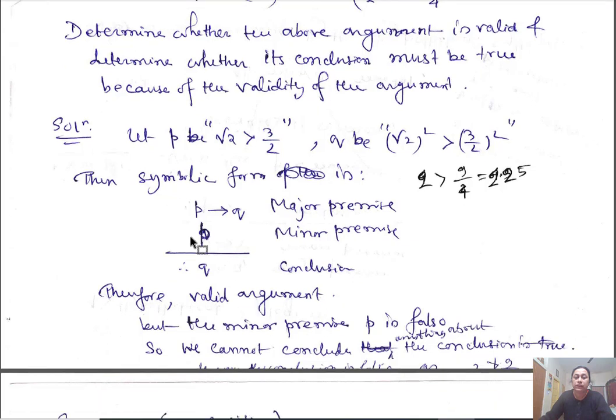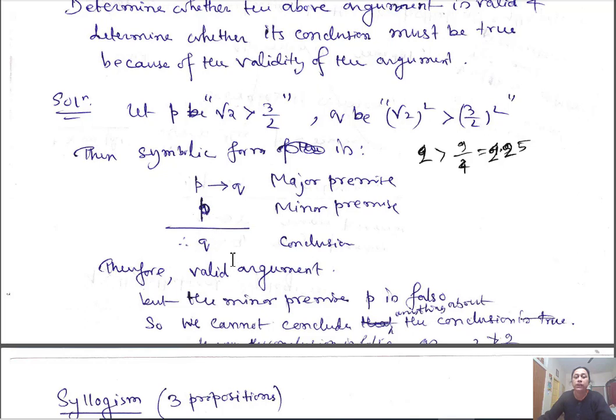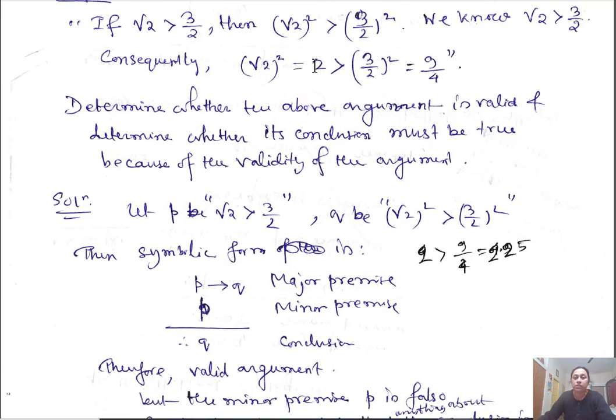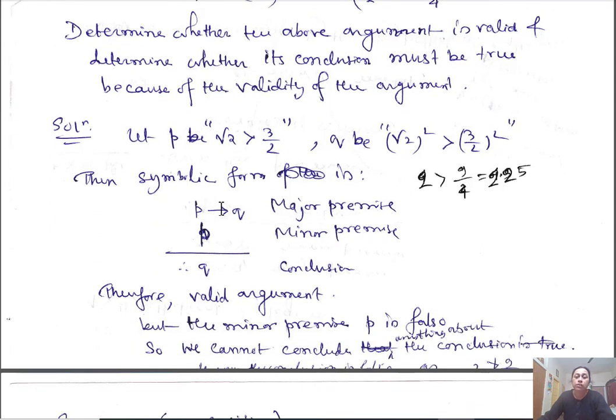We cannot conclude anything from a false minor premise. If this is true, then the conclusion is true. So this is a valid argument, but the minor premise is false, so we cannot conclude anything about the conclusion. It may be true and it may not be true. Now you know that this conclusion is actually false, otherwise you would get a contradiction: 2 is never greater than 9/4. So if both premises are true, then the conclusion holds. But if one of them is false, the conclusion may or may not be true, though the argument may be valid.